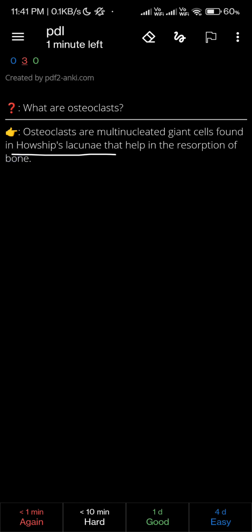And what are osteoclasts? Multinucleated giant cells involved in resorption of bone, found in Howship's lacunae. What is the developmental origin of the periodontal ligament? The dental follicle, the ectomesenchymal part of the tooth germ.